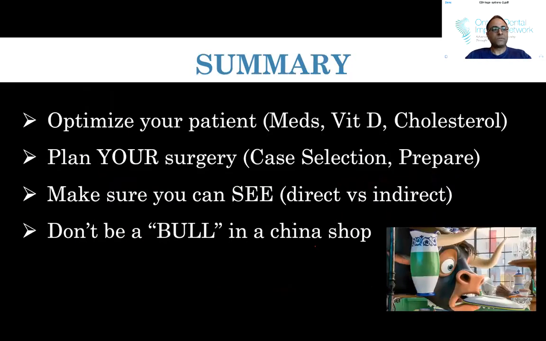So the summary, in a nutshell, is: optimize your patient, right? Plan your surgery. Select cases that you feel you're going to be confident with and make sure you're adequately prepared. Don't, in the middle of your procedure, go and look for instrumentation and become unsterile or touch your glasses. Plan your surgery in a systematic manner so you can get success. I always call it a test, right? When you walk away from the test, you know that you've done your best.